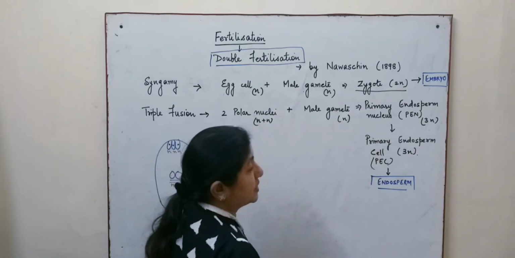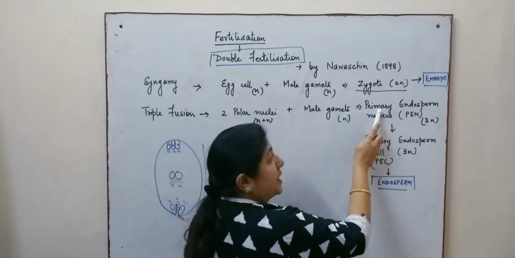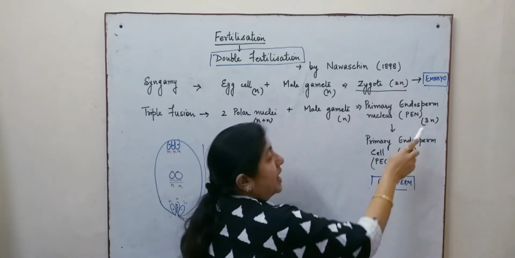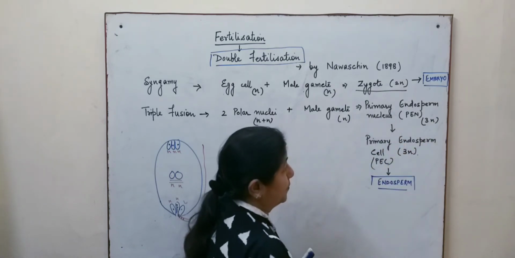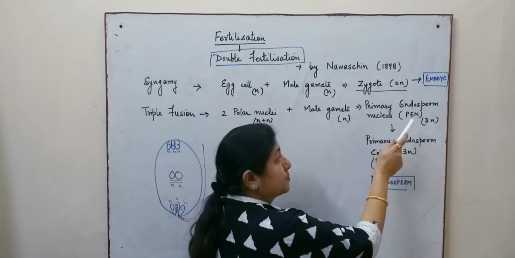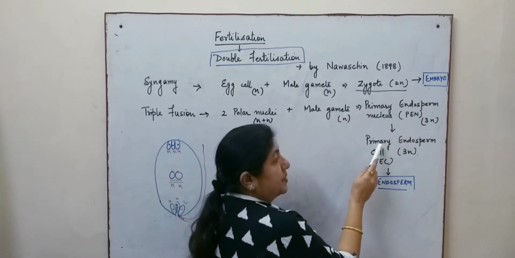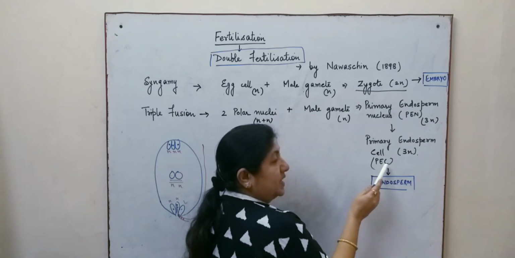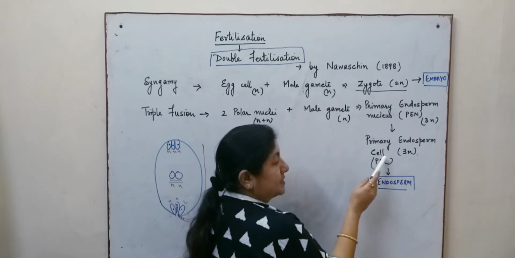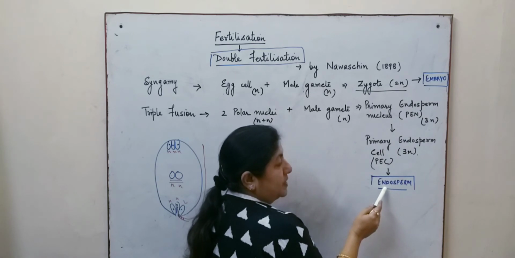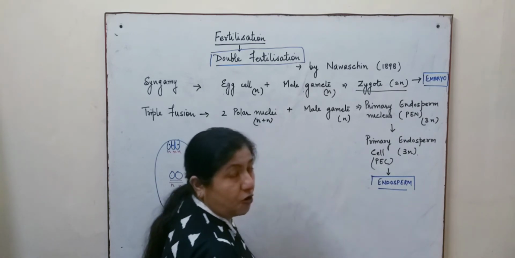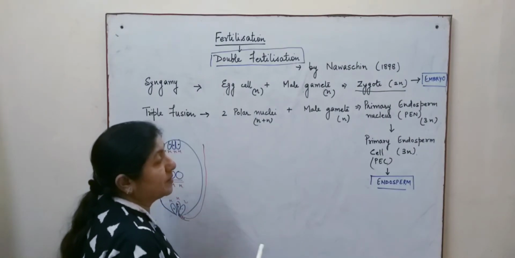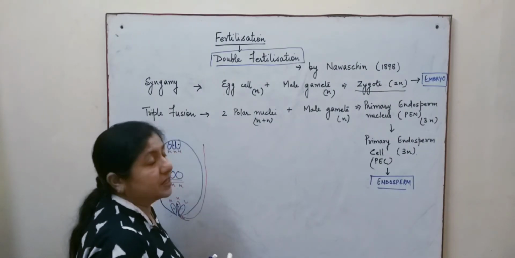Due to the fusion of the two polar nuclei with one male gamete, it will result in the formation of the primary endosperm nucleus, or in short PEN, and it is a 3N structure. This primary endosperm nucleus later forms the primary endosperm cell, also called PEC. This primary endosperm cell will later form the endosperm as part of the next step, that is post-fertilization events, which take place after the fertilization has happened.